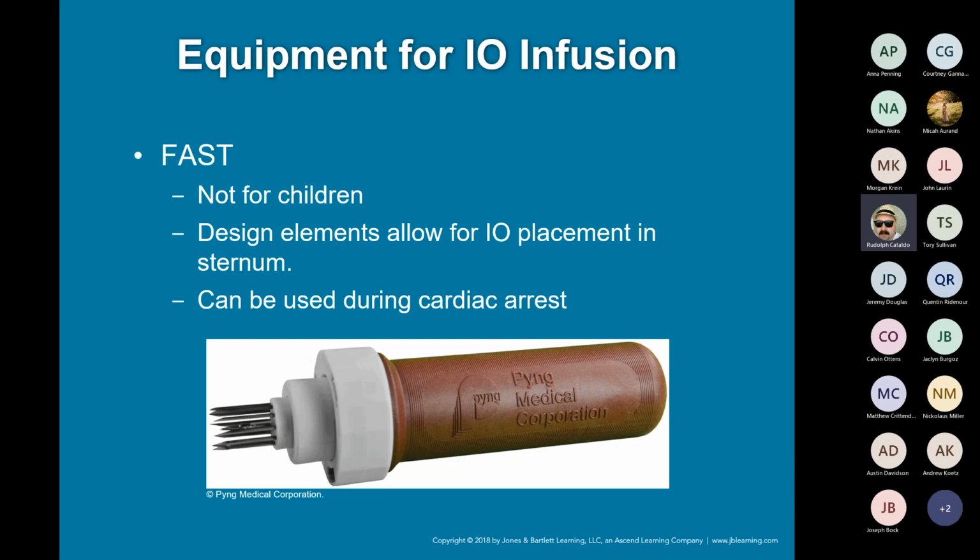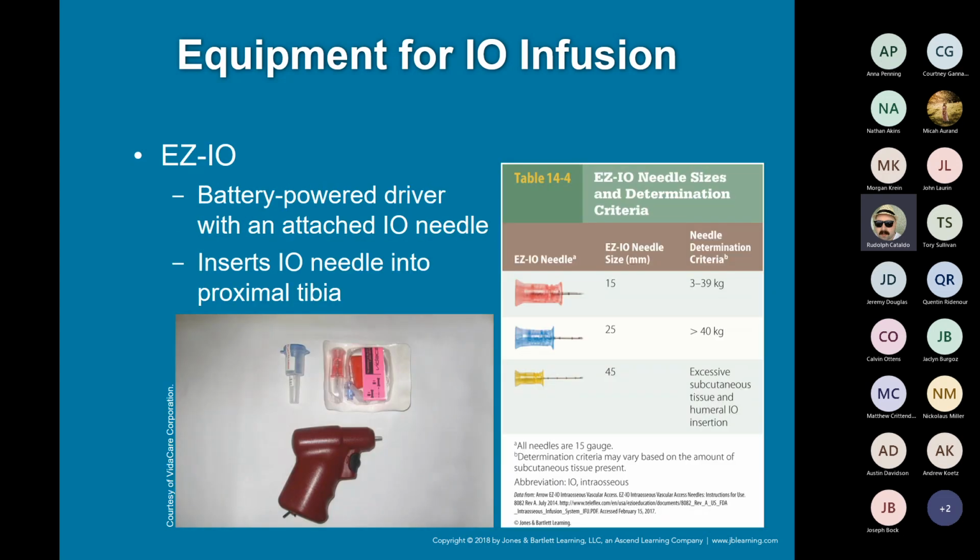The problem with fast IOs is you have to have a special key to remove them, as opposed to the ones we're used to, the easy IOs, that can just be pulled out once we're done with them. There's your three different sizes: your pink, your blue, your yellow. 15 is your smallest. 25 is your middle for your adults. 45 is going to be people that are a little bit larger in nature or stature. And again, that's what we're covering in lab this week, as well as IO insertions.